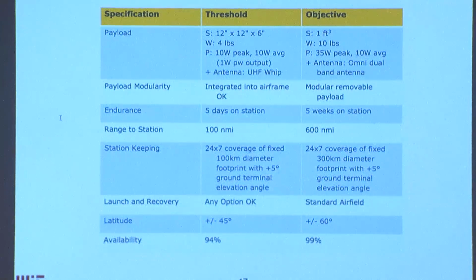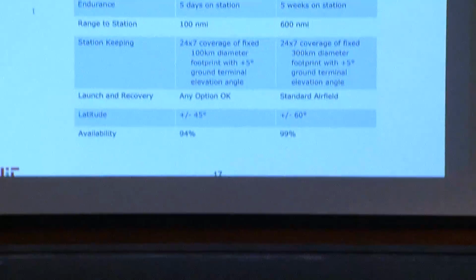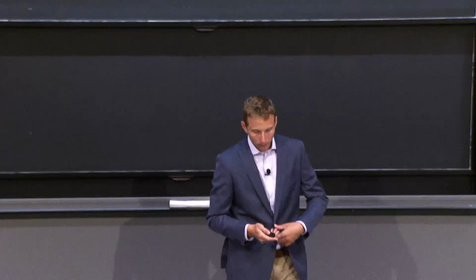And then availability really refers to winds. So this means we knew that winds could be really high some days, and it might not be possible to hold on station with such high winds blowing us. And so we wrote down a number where we said in 94% of global winds, expected winds globally, we should be able to stay on station for 5 days. Okay, so these were the engineering requirements.